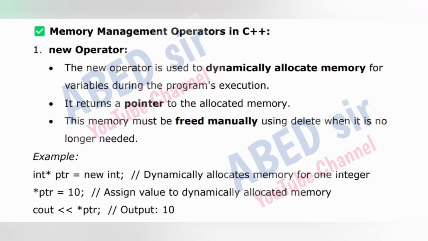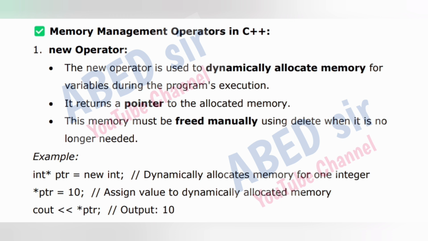Memory management operators in C++. 1. New operator. The new operator is used to dynamically allocate memory for variables during the program's execution. It returns a pointer to the allocated memory. This memory must be freed manually using delete when it is no longer needed. Example.